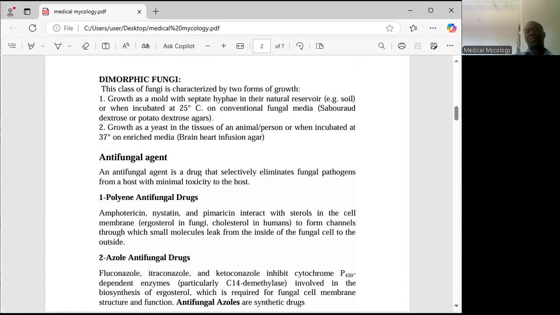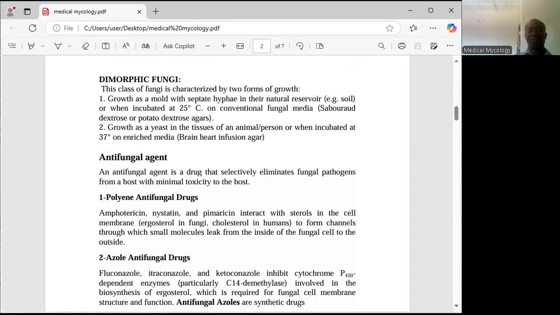Now, antifungal agents. An antifungal agent is a drug that selectively will eliminate fungal pathogens from a host with minimal toxicity to the host. So what we're saying is that these antifungal drugs will eliminate the fungi, but will have no effect on the host. Now, there are different antifungal drugs.